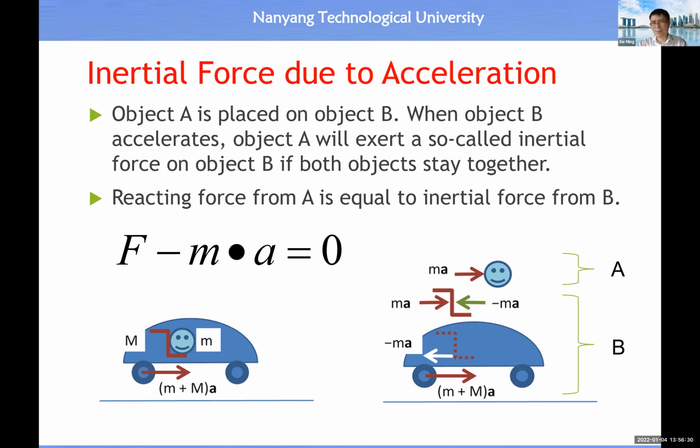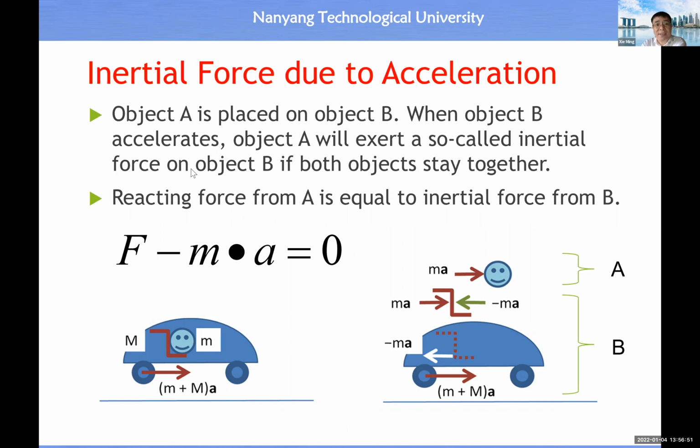So centrifugal force should be bigger than the contrary force normally. So let's say we have two objects placed together, for whatever reason. Let's say object A is placed on object B.